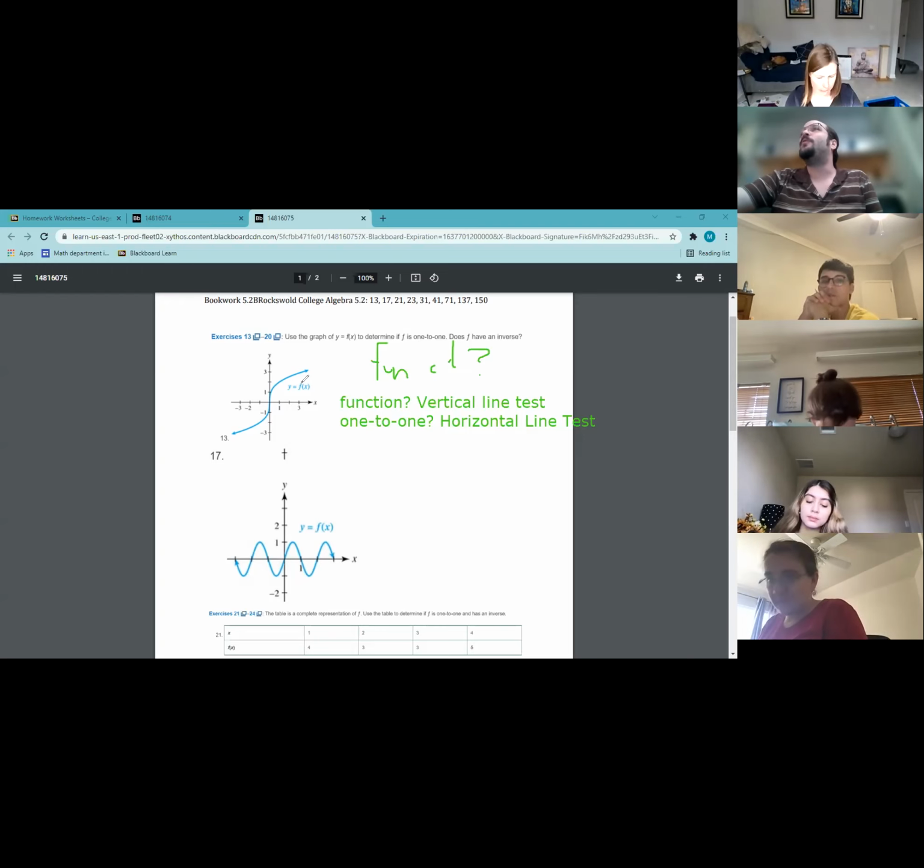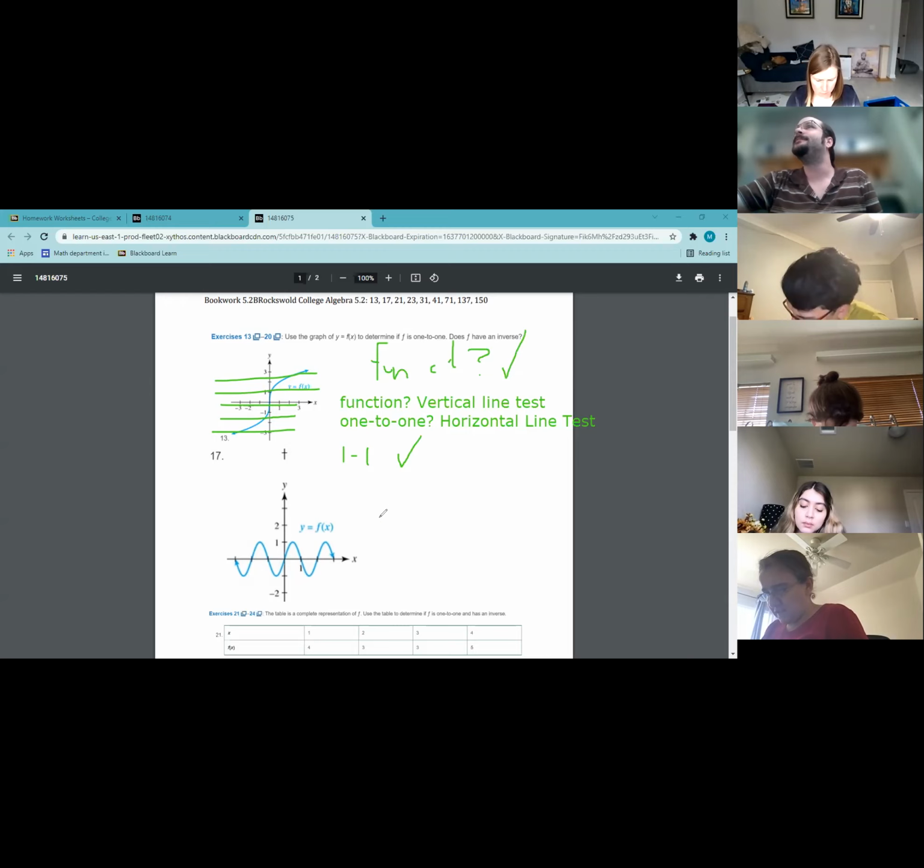So is this thing 1-to-1? I'm looking all along here, doing the horizontal line test. Is it going to pass my horizontal line test? Yes, this is 1-to-1, right? So this is a function. This is 1-to-1. Check. Function. Check. For number 13, right? Okay.